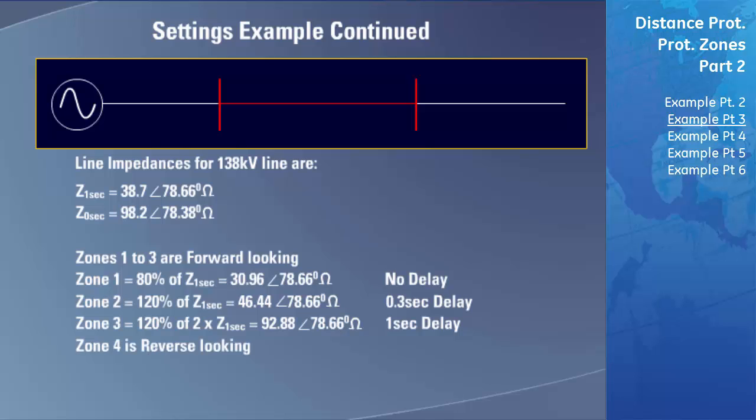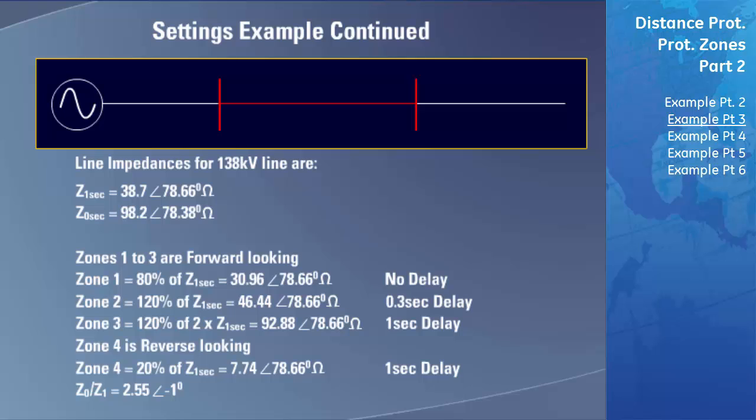Zone 4 is normally set to provide backup for faults that occur just behind the relay in the reverse direction. The reach for Zone 4 is usually set between 20 to 50% of the positive sequence impedance of the line, but also depends on the impedance of the adjacent transmission line that you are backing up. For this example, we'll set Zone 4's reach equal to 20% of the positive sequence impedance, which is 7.74 ohms at an angle of 78.66 degrees. The time delay for Zone 4 should be about the same as for Zone 3, since it is also backing up Zones 1 and 2 of relays reaching in the adjacent transmission line. A time delay of 1 second is typical.